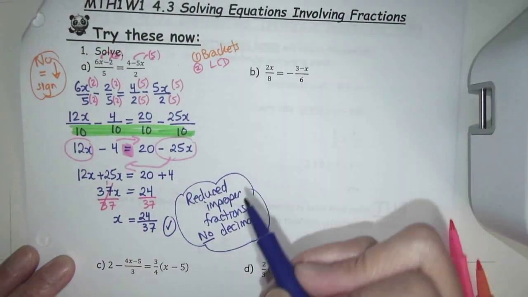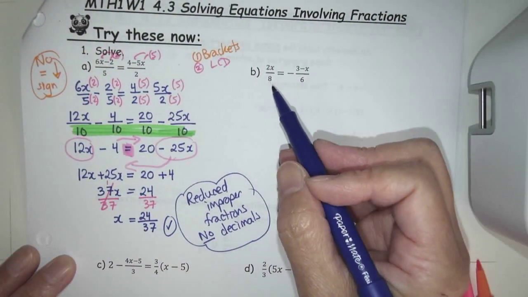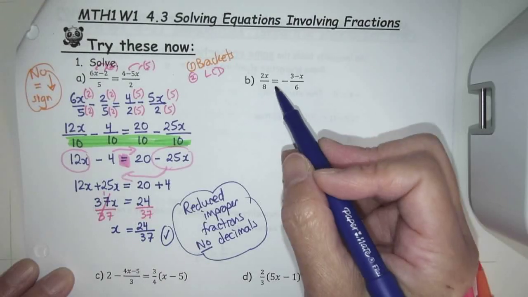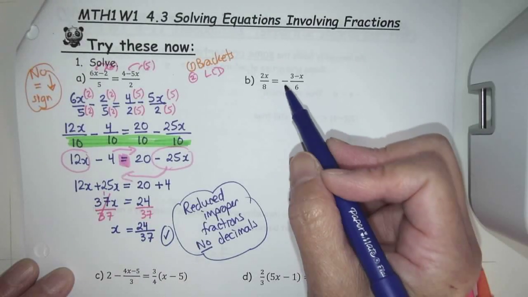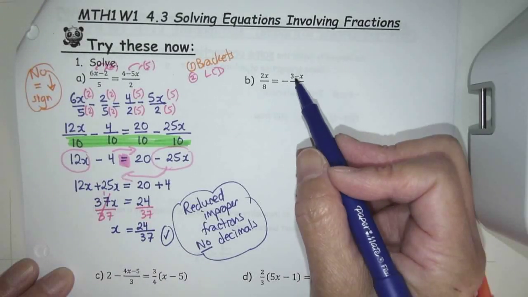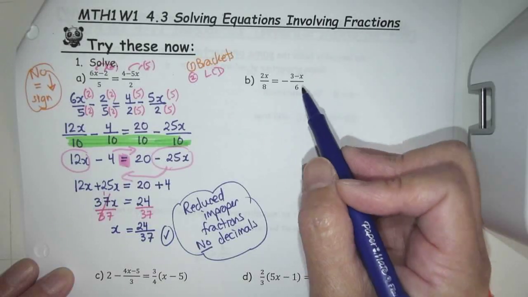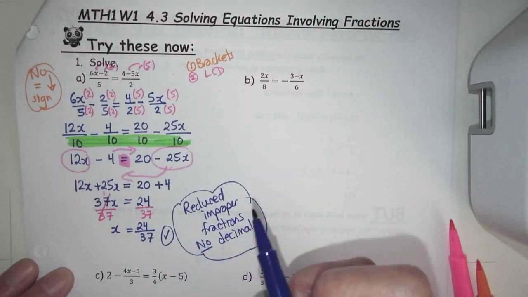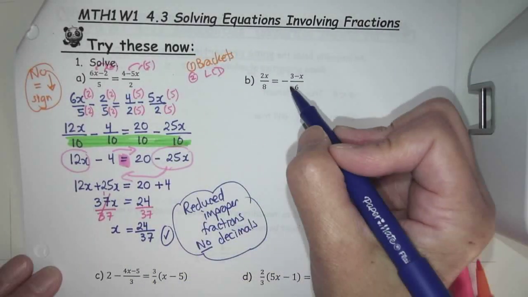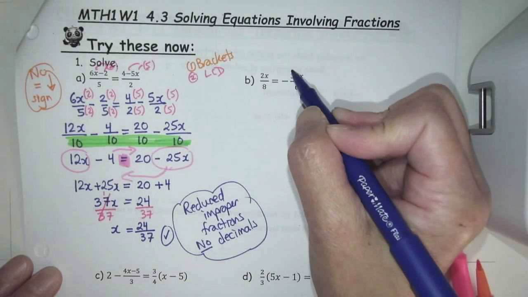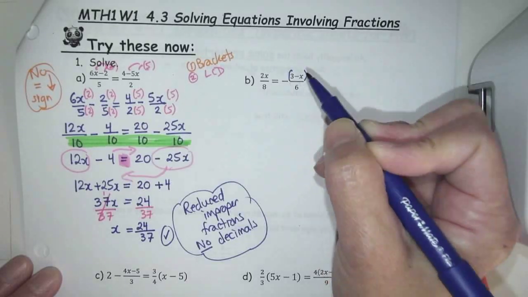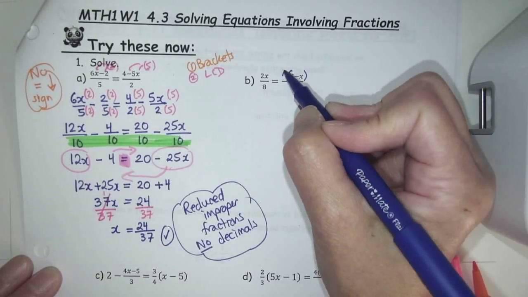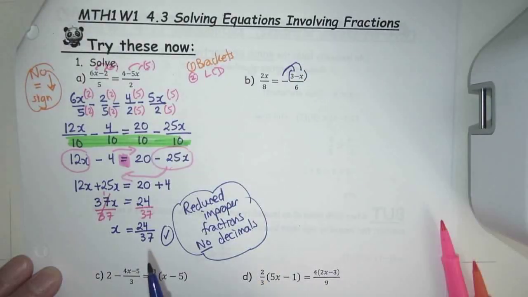Okay, let's try it again. We've got 2x over 8 minus (negative 3 minus x) over 6. As you've seen before in the previous sections, I think it was section 4.2, a negative outside is actually like two terms. It's not like two terms, it is two terms. So you have to distribute that in.